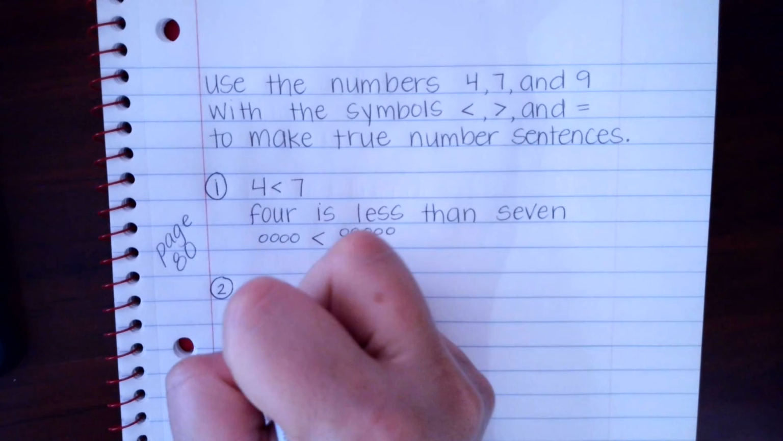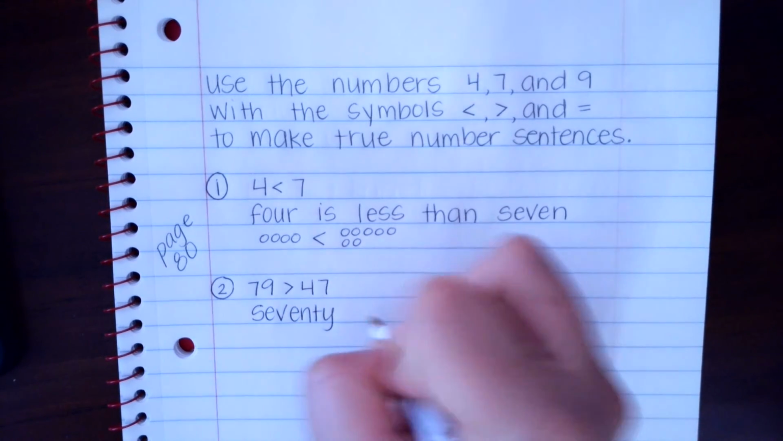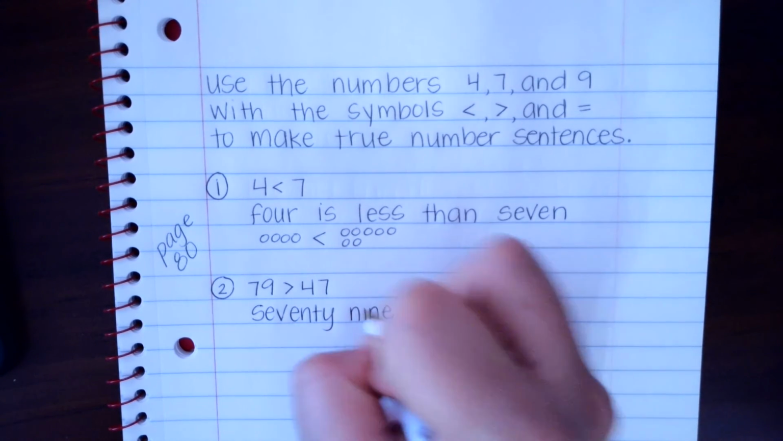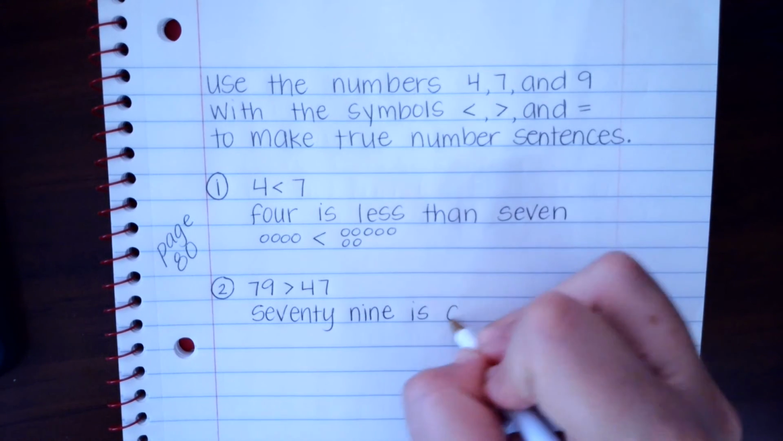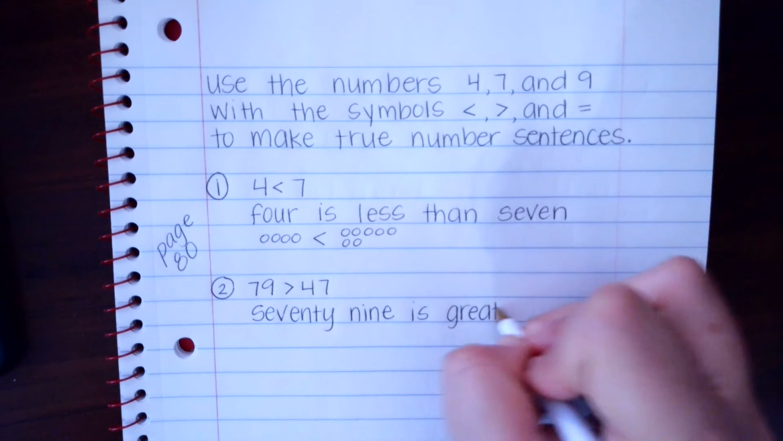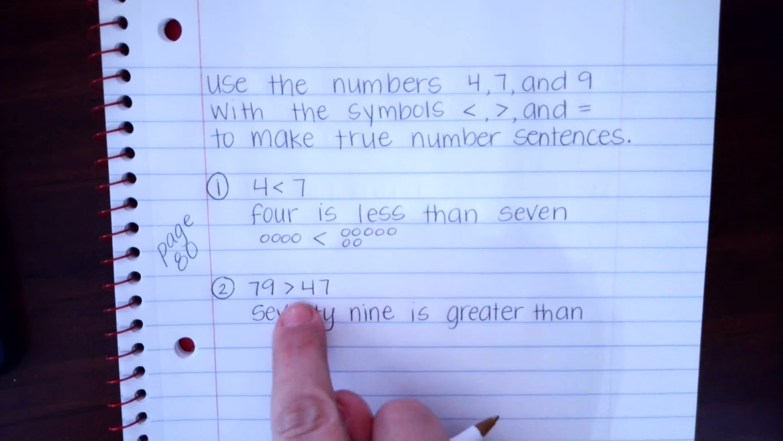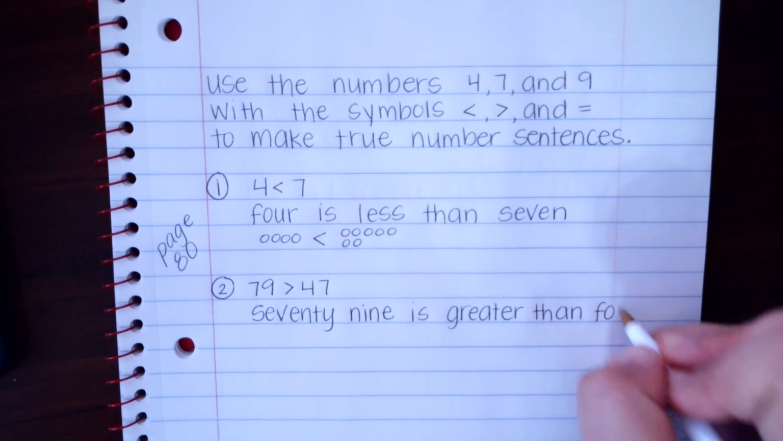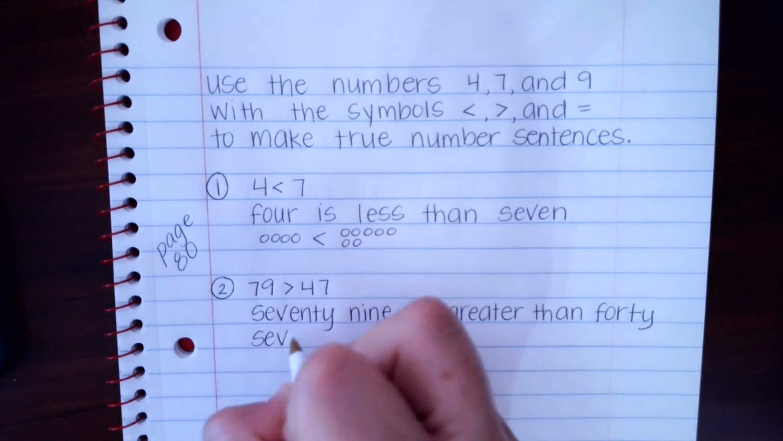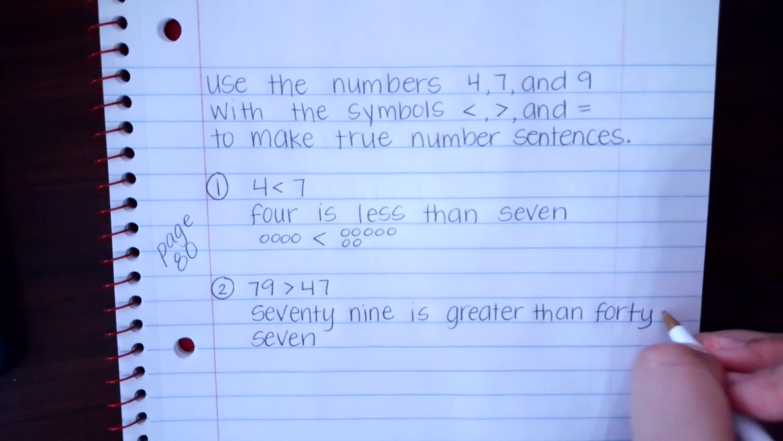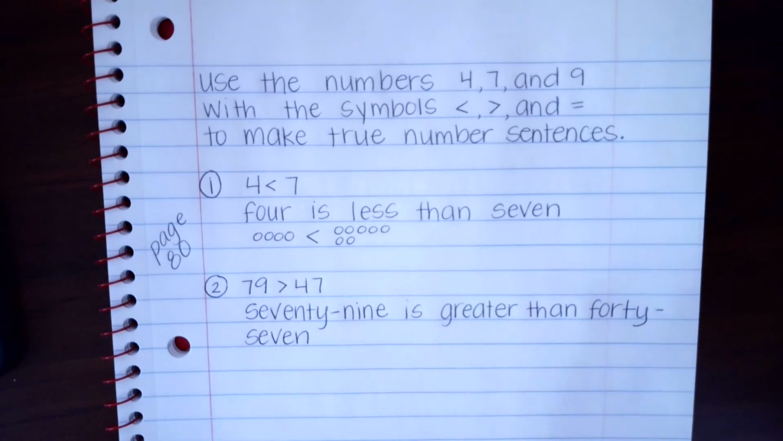So now I'm going to write that. So I'm going to write 79 is greater than, and now I'm going to write 47. And maybe you noticed I forgot one thing. Don't forget that dash between your 10s and your 1s.